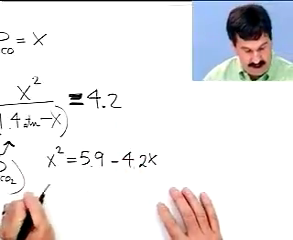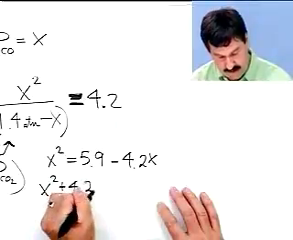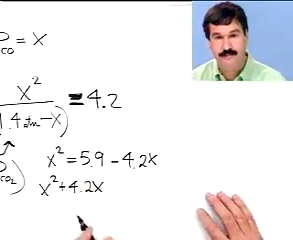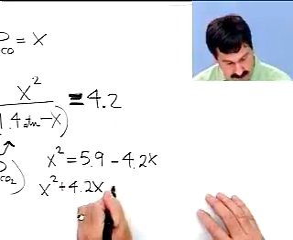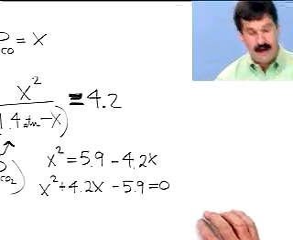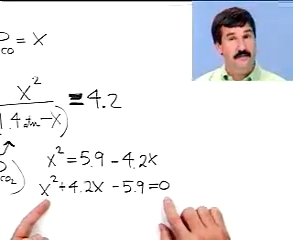And then we've got x squared plus 4.2x minus 5.9 is equal to 0. I'm just going to put this in terms of the quadratic now. Okay, and so I want to take this quadratic equation and solve for x.